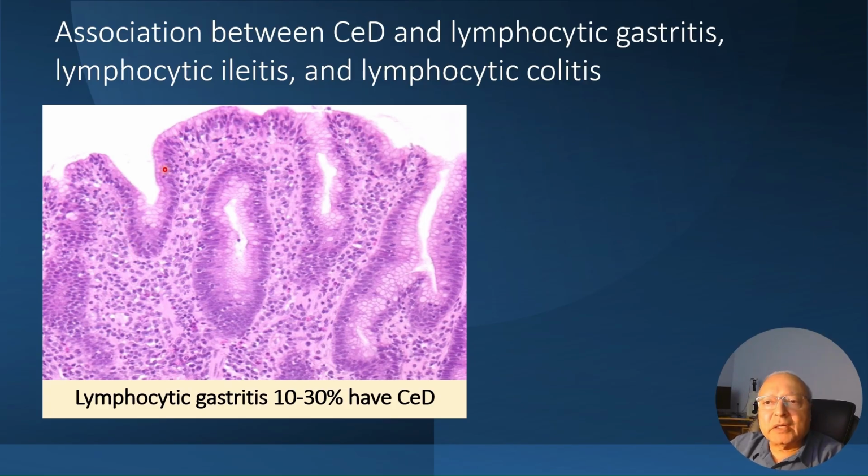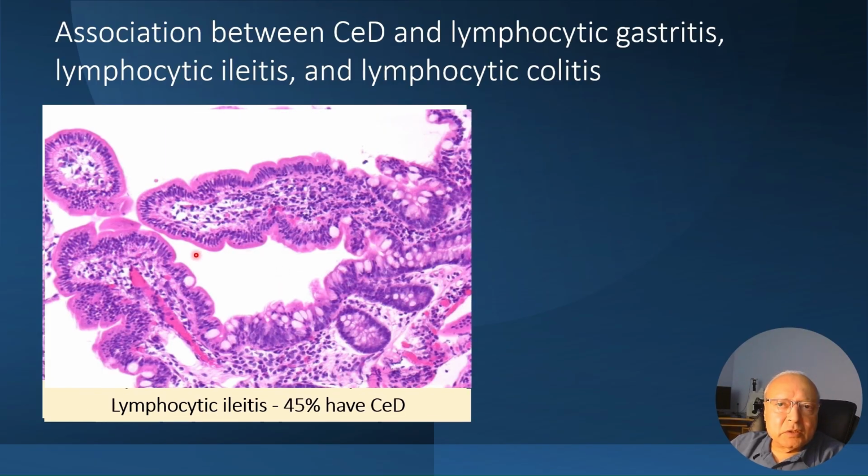Here you see a gastric antral biopsy with obviously increased lamina propria chronic inflammatory cells, but in the epithelium you have increased levels of lymphocytes, and this is described as lymphocytic gastritis. Sometimes it's associated with H. pylori or past H. pylori infection, but sometimes it's just an incidental finding. But in about 10 to 30% of the patients, there may be celiac disease along with lymphocytic gastritis.